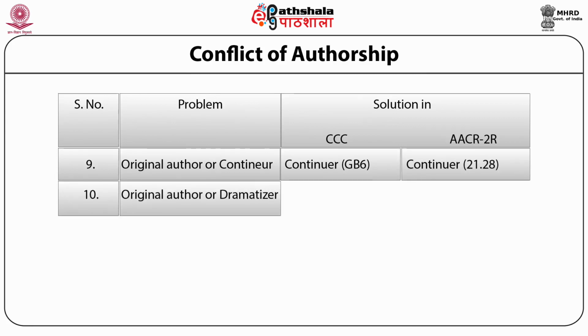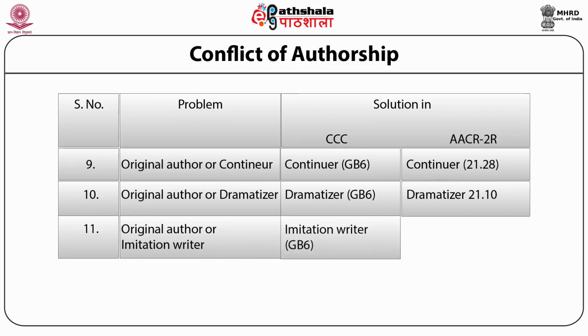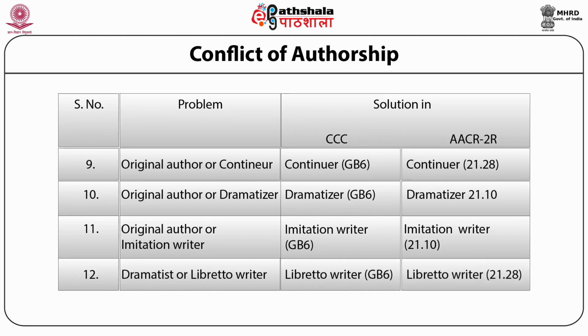Original author or dramatizer. Dramatizer, CCC rule number GB 6. AACR rule number 21.10 under dramatizer. Original author or imitation writer. Imitation writer, CCC rule number GB 6. AACR rule number 21.10 under imitation writer. Dramatist or libretto writer. Libretto writer as per CCC rule number GB 6, and libretto writer as per AACR rule number 21.28. Original author or indexer.